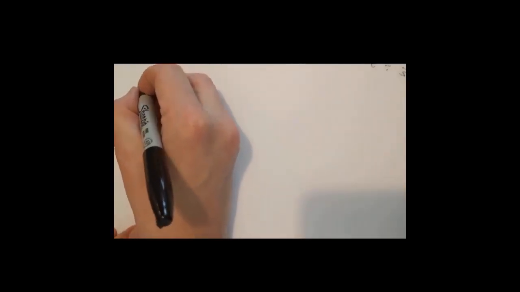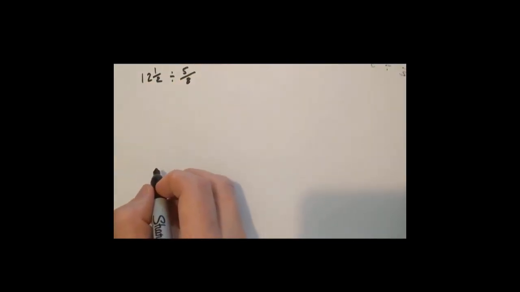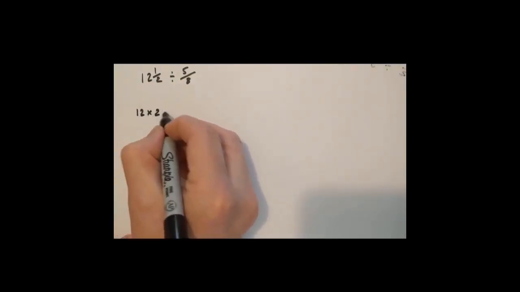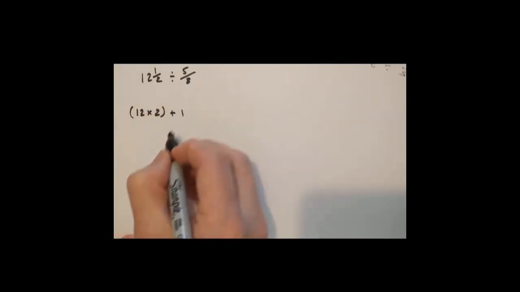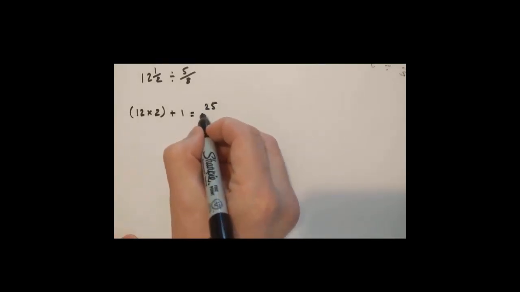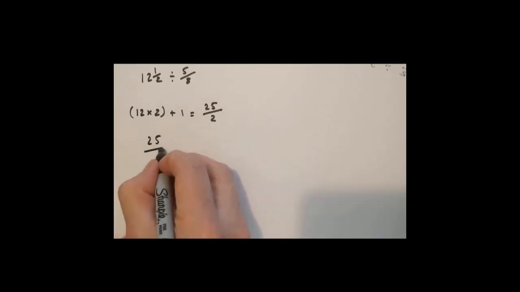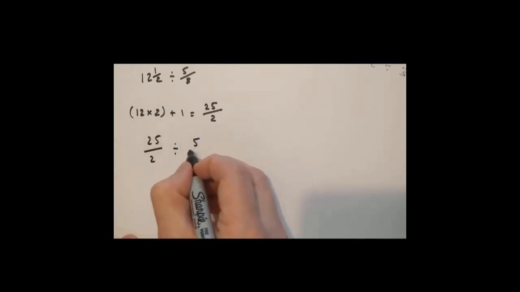So we have the question 12.5 divided by 5 over 8. And to change the 12.5 to a fraction, we multiply the whole number by the denominator. So we do 12 times 2, and then we add on the numerator, the top number, which gives us 25 over 2. And this is how you can convert any mixed fraction into a fraction. So we now have 25 over 2 divided by 5 over 8. We now need to change this to a multiplication by switching the second fraction, and this becomes 25 over 2 multiplied by 8 over 5.